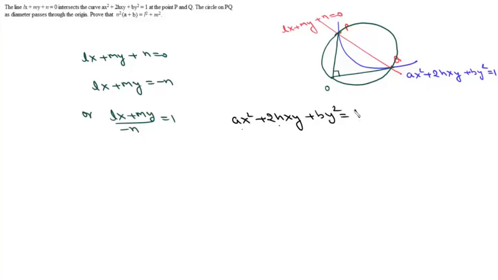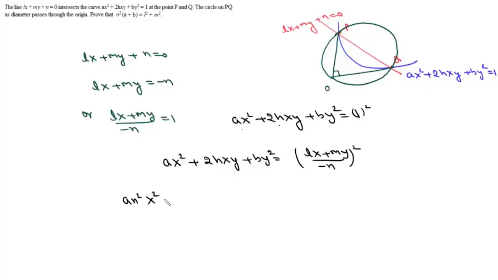So what we can do is, we can simply write this 1 as 1 square, so we write this as AX square plus 2HXY plus BY square, and it'll be equal to LX plus MY upon minus N whole square. Now we can write this as AN square X square plus 2HN square XY plus BN square Y square, and it'll be equal to L square X square plus M square Y square plus 2LM XY.